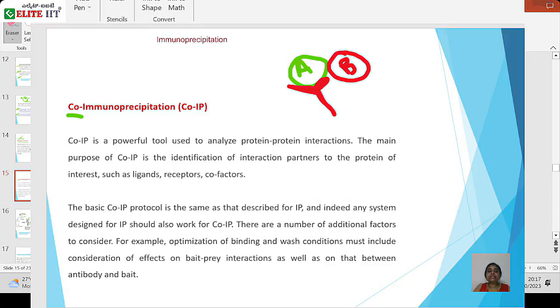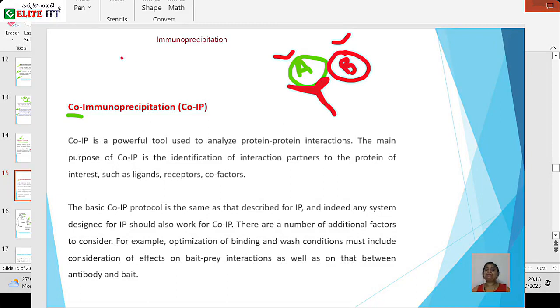If you consider you have A antigen and B antigen, but A and B both are attached together. You want to study whether A and B are attached or not. That is the protein-protein interaction. You have to check whether they are attached together or not. Through co-precipitation, you can determine that A and B are actually attached together.